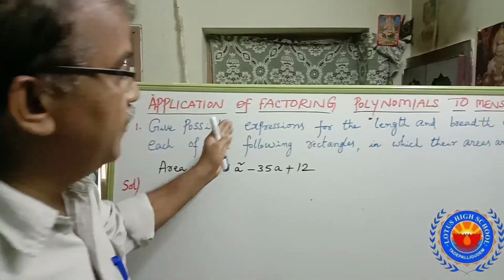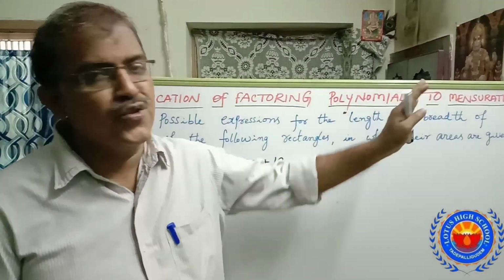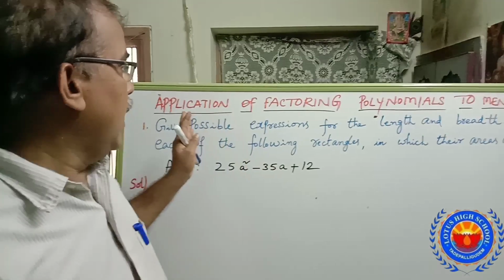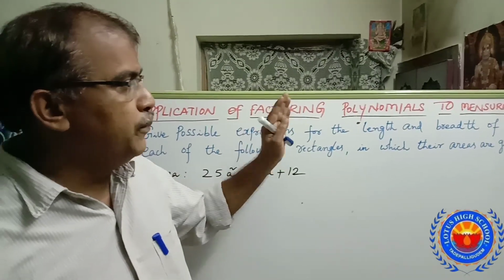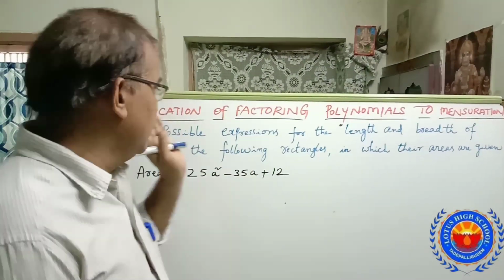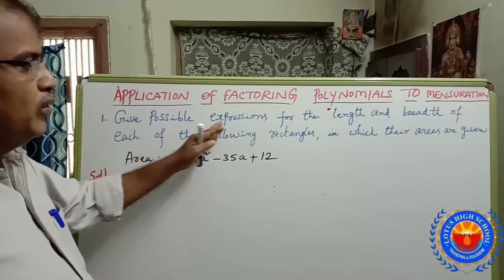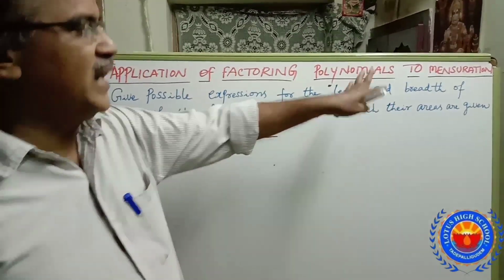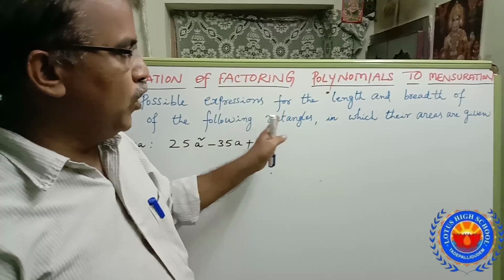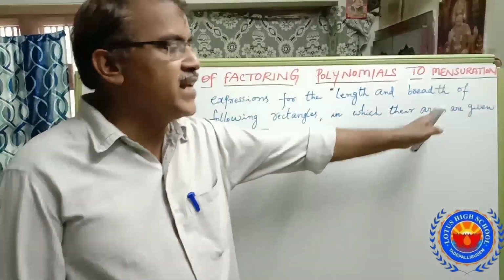Video classes. This is the last topic from the chapter polynomials. Here, applications of factoring polynomials to mensuration. So, application of factoring polynomials to mensuration. Now, the question is, give possible expressions for the length and breadth for each of the following rectangles in which the areas are given.